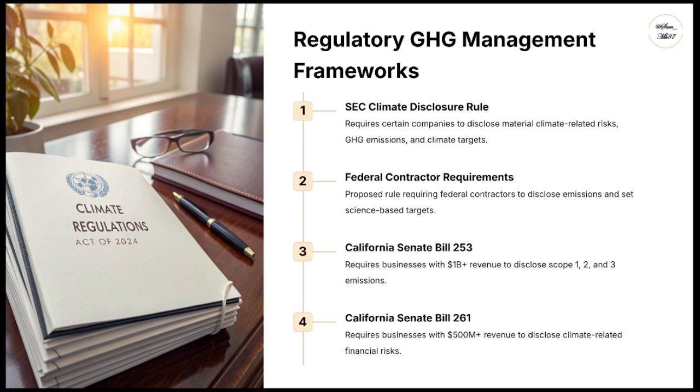We have a similar mandate from California Senate Bill 253 and also California Senate Bill 261. Bill 253 targets large companies, those with over 1 billion in revenue, and Bill 261 applies to slightly smaller businesses with $500 million or more in revenue. Again, it is a mandate in terms of the GHG inventory, and also reporting on climate-related financial risks.